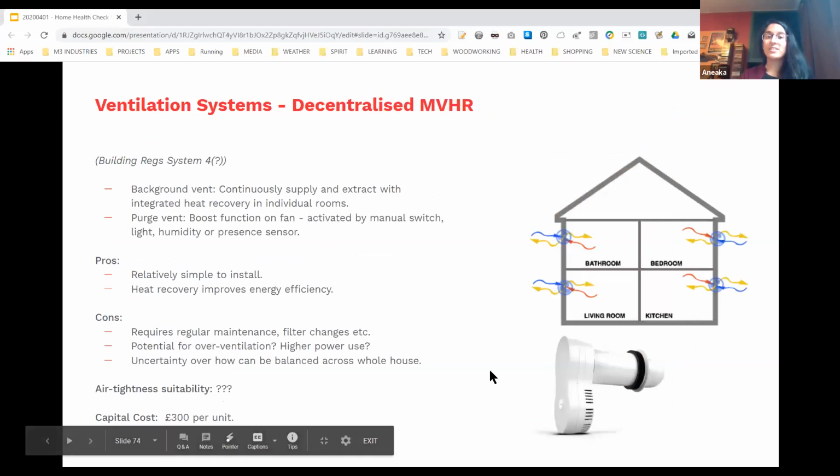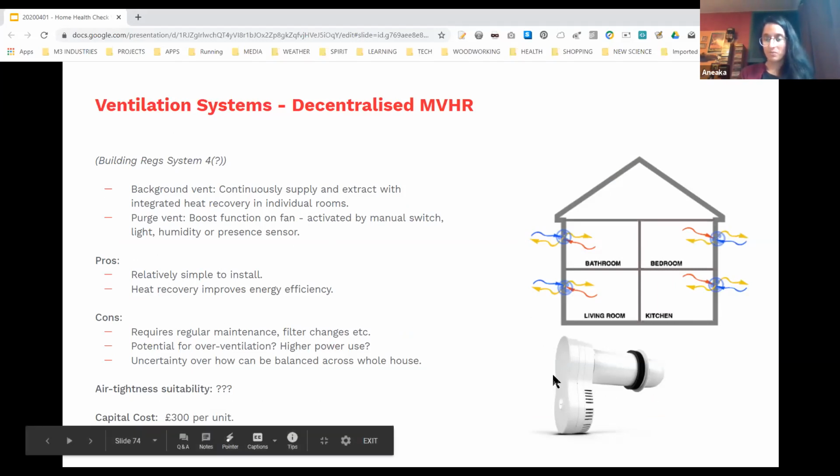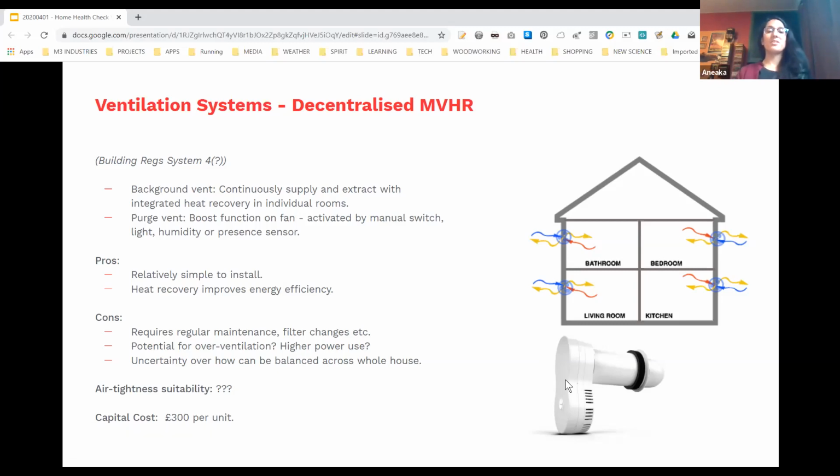Another option is decentralized MVHR. This is where you have heat recovery, so your extract and your intake are in the same space in that same tube. There's a picture there underneath the image of the house. We've actually ended up installing this in our house. The background ventilation is constantly on trickle, pulling air from your room outside, and the cold supply air comes in and gets warmed up by the warm, moist air leaving your house. And it will boost when there's high levels of humidity.